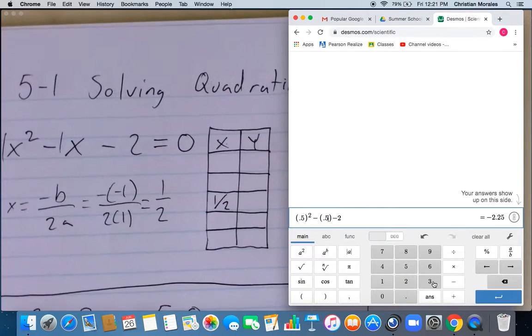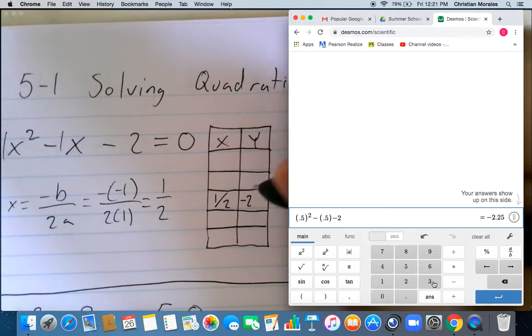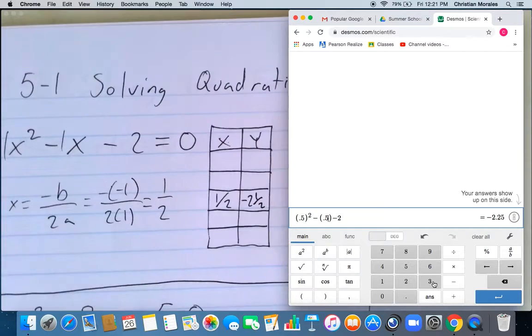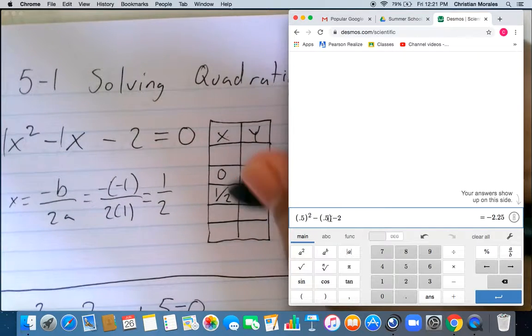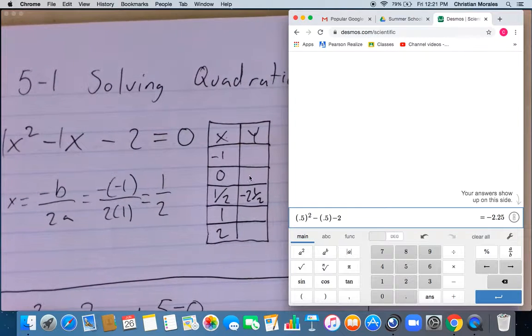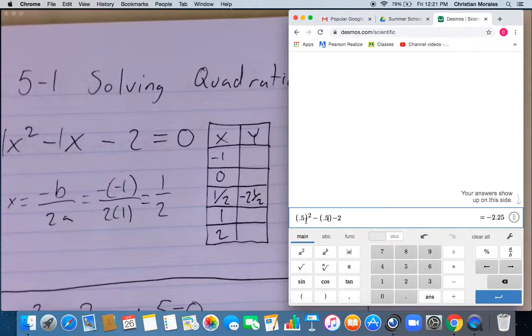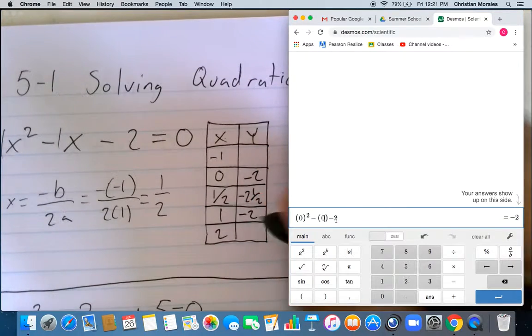So in my table, I'm going to put negative 2 and a quarter, basically. 0.25 is a quarter. Next, I need numbers next to 1/2. So the numbers next to 1/2 would be 0 and 1 and negative 1 and 2. Now remember that the points reflect. I don't need to plug them all in. I can just plug in 0. And remember what happens when you plug in 0. You're only left with one number. Yep, the C, negative 2, which means this is also negative 2.